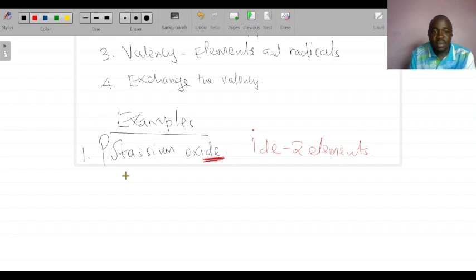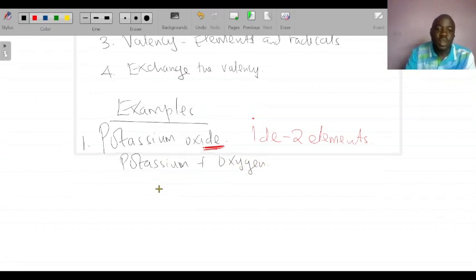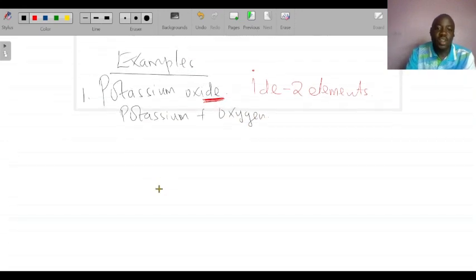For potassium, we are going to use the correct chemical symbol. So the elements are potassium plus oxygen, since "oxide" comes from the word oxygen. We have potassium combining with oxygen to give us potassium oxide. The chemical symbol for potassium is K. Oxygen is O.